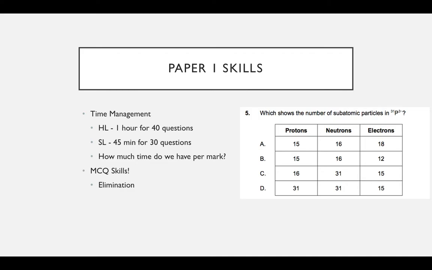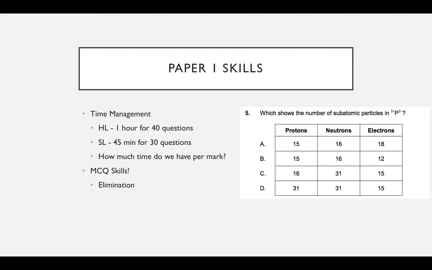Paper 1, your non-calculator paper. So the math in this paper will most likely be simple. And one of the skills that students generally struggle with is time management in paper 1. So we'll just briefly go through this. For HL, you have 1 hour for 40 questions, which means 40 marks, and for SL students, you have 45 minutes for 30 questions, in other words, 30 marks.